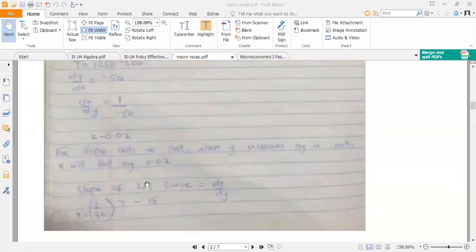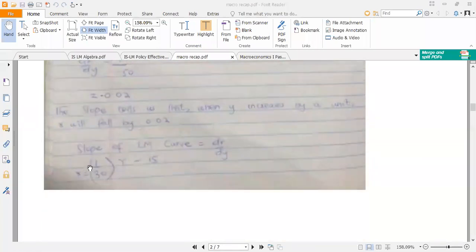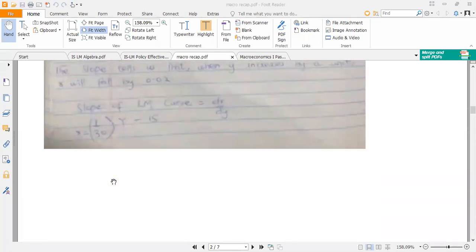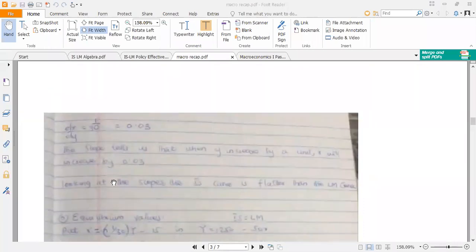Okay. Then for the LM equation, that one they've already made r the subject. So we just differentiate r with respect to y, and that one will give us 1 over 30. Okay, we are getting 1 over 30. The sign is positive because we are in the money market. There's a positive relationship between the interest rate and then the income level.